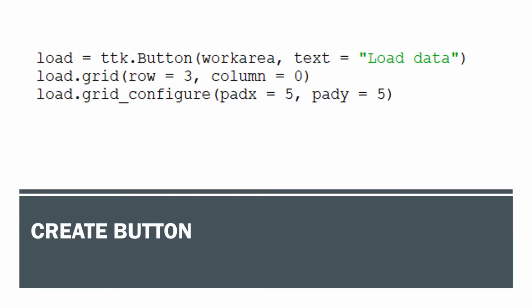So this is the code to create a button. I said 2 lines, it's actually 3, isn't it? So I've created the button with the text load data. I've positioned it in row 3, column 0, and I've padded it slightly so it's not so squished up.